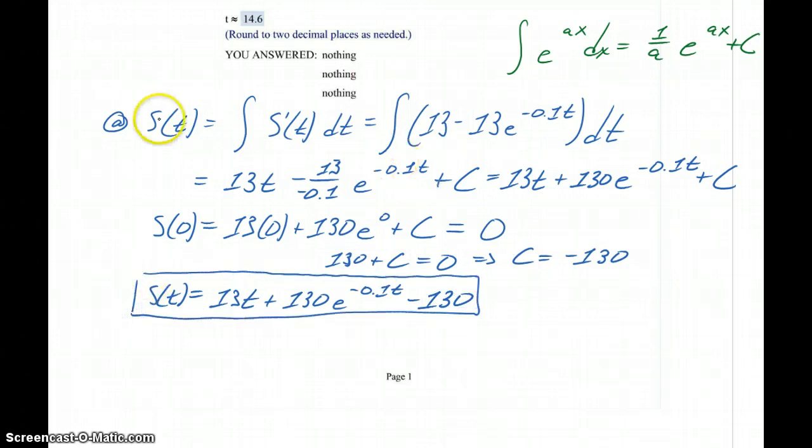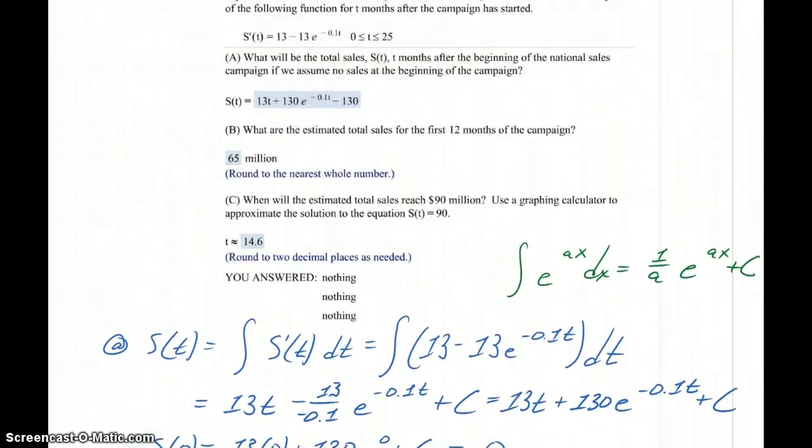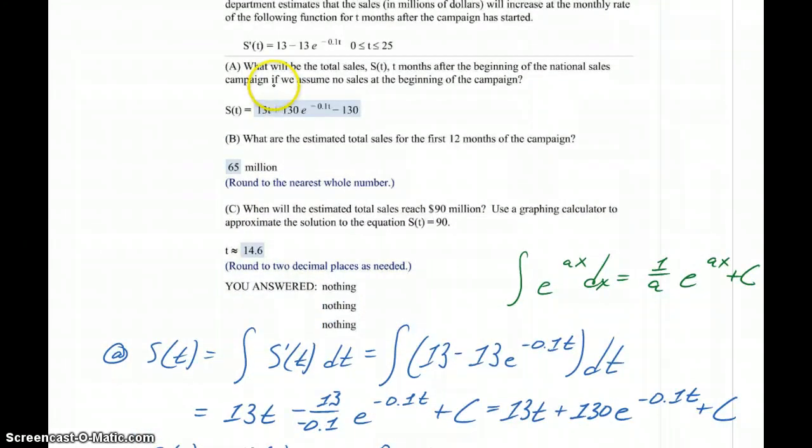So anytime we're calculating an indefinite integral and we have some constant at the end, if we're trying to get that original function, then there's usually some information given to us in the problem so that we can substitute and solve for c. So in this case, if we assume no sales at the beginning of the campaign, that implies that when t equals 0, our sales function also has to equal 0, and then we can solve for that constant.